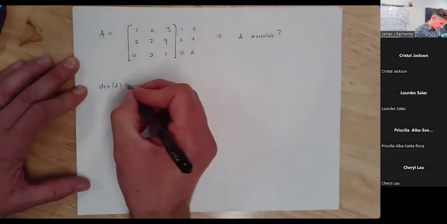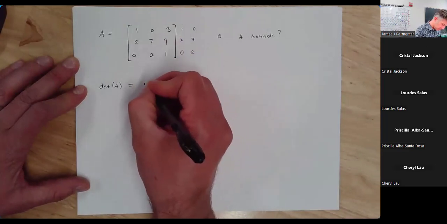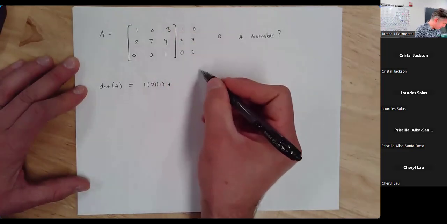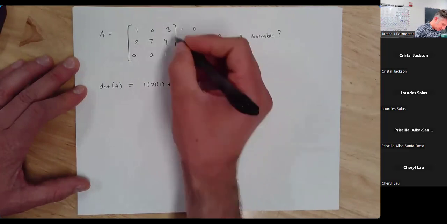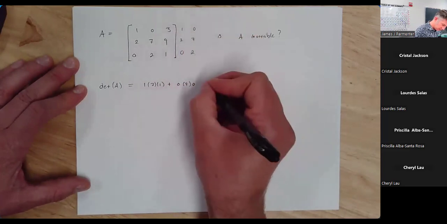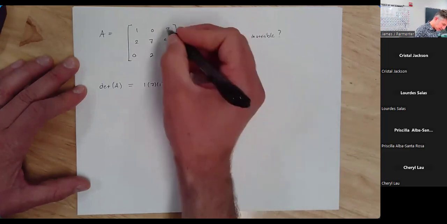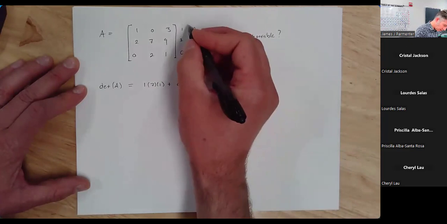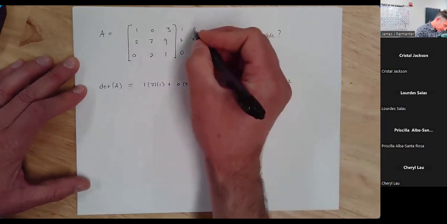So my determinant is going to be 1 times 7 times 1, plus 0 times 9 times 0. I really should just write 0, but I'll write the whole thing. Plus 3 times 2 times 2, minus 3 times 7 times 0, 1 times 9 times 2, 0 times 2 times 1.